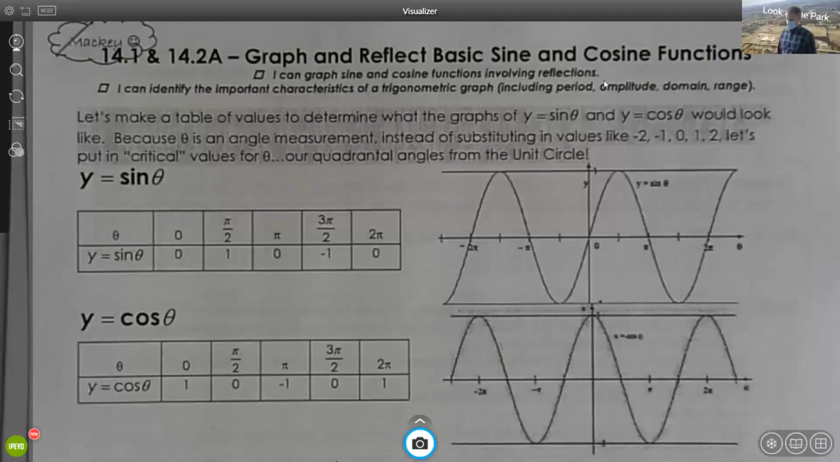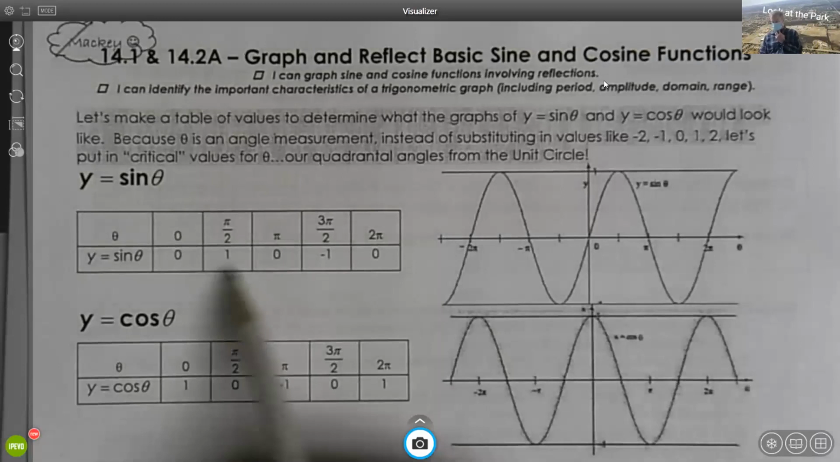This is Algebra 2 with trig, 14.1 and 14.2. We are going to graph sine and cosine functions. We will also look at the reflection of sine and cosine functions. What I'd like to talk about first is how these graphs are made.